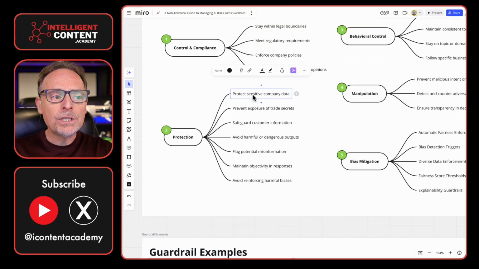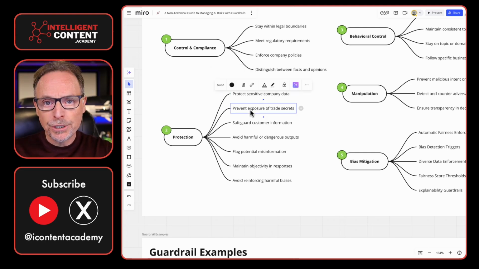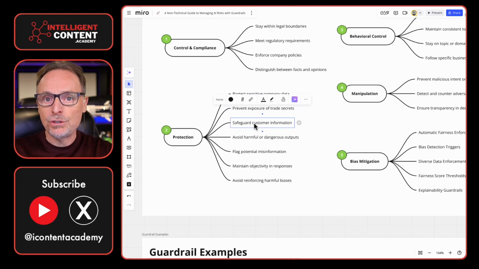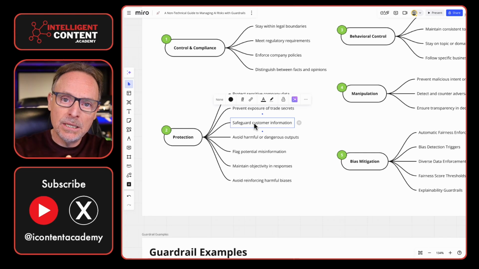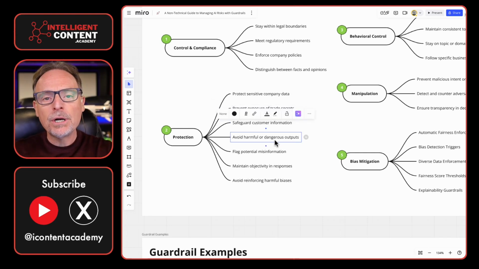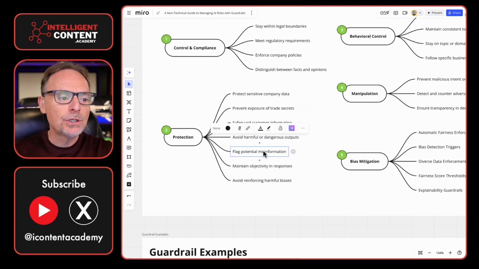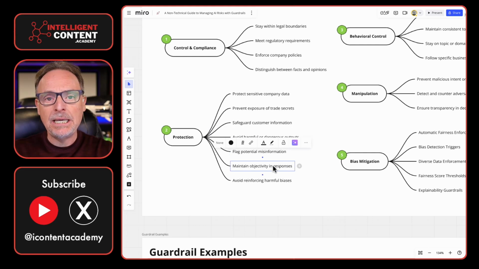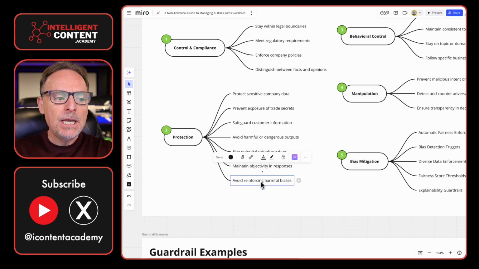Under protection, you want to protect PII, personal sensitive information, right? You want to prevent exposure of trade secrets. You want to safeguard customer information, so you don't want any customer information leaking into the model that then leaks out to the chat engine. You want to avoid harmful or dangerous outputs. You definitely want to flag potential misinformation. You want to maintain objectivity in the responses. You don't want to be biased towards one thing or another. And you want to avoid reinforcing harmful biases, right?